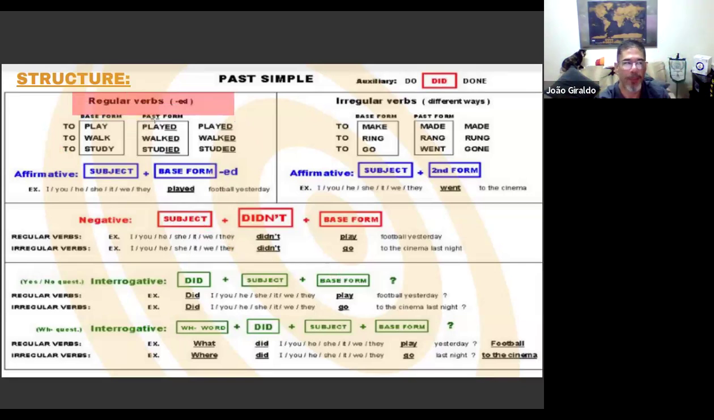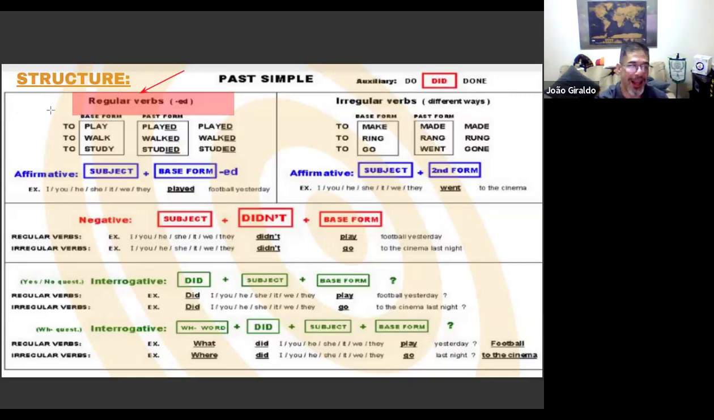Regular verbs in the past are the verbs that end in ed. For example, the verb to play in the past, played. The verb to walk in the past, walked. The verb to study in the past, studied. So you simply put ed at the end of the verb, and these verbs are called regular verbs.